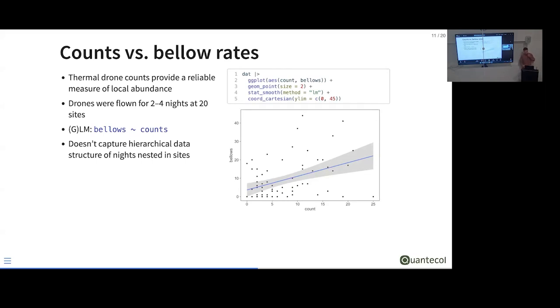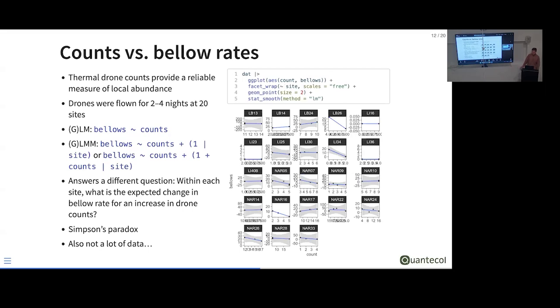this doesn't really capture the structure that's present in the data, which is that sites were counted multiple times. They also had song meters multiple times, and some of these data points are from the same site across different nights. So you get this structure in the data that's not captured by this. Another way to approach this is a mixed effects model where essentially you add a random intercept for a site, or a random intercept and a random slope for a site. But this actually gets you to a different estimate once again.